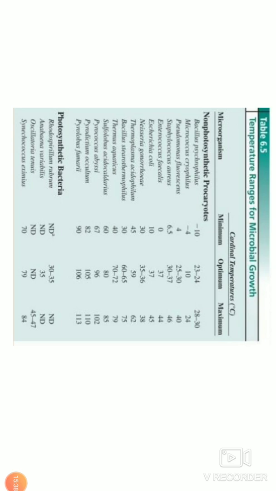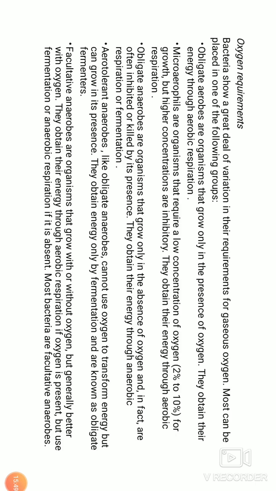which can grow at a little higher temperature, or have a higher temperature as the optimum for growth, like Synechococcus lividus. So followed by this is oxygen requirement, the major requirement. Here also you can subdivide the organisms into various groups, like obligate aerobes. These are the group which grow only in the presence of oxygen, and they obtain their energy through aerobic respiration.